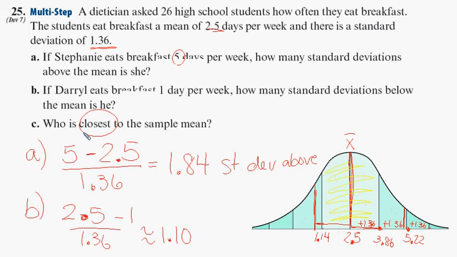So who is closest to the mean? Is Daryl closer or is Stephanie closer? Well, you can see just by looking at it that Daryl is closer, but we also have the proof for it. So who is closest to the sample mean? Daryl is the closest, okay? This is a good introduction to the bell curve and gets you familiar with it. We'll talk more about that in the future.